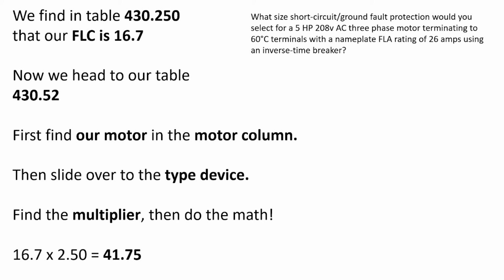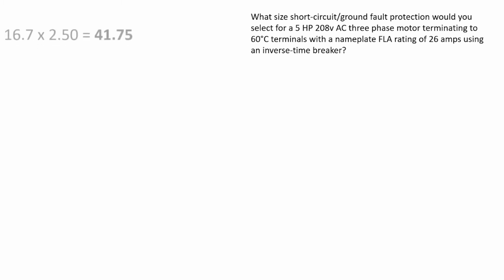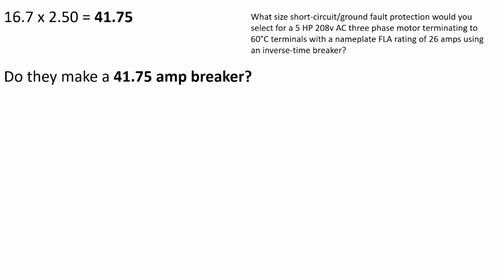Okay, so first we found our FLC, and then we found the motor in the motor column that applies to us. Then we slide over to the type of device that applies to us and find our multiplier. Then we just do the math. We multiply the FLC by 2.50, and that gives us 41.75 amps. Okay, so we did our math. Now, do they make a 41.75 amp breaker?